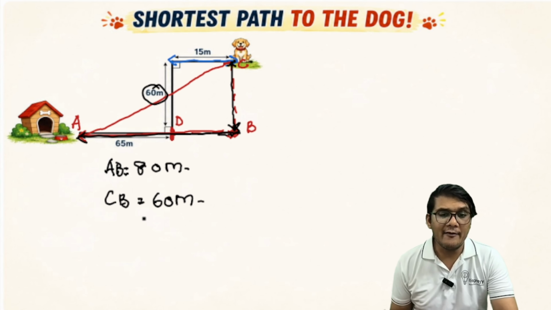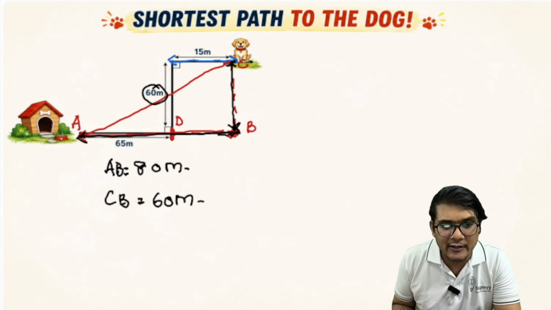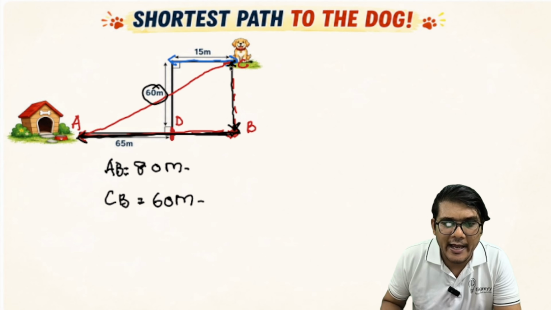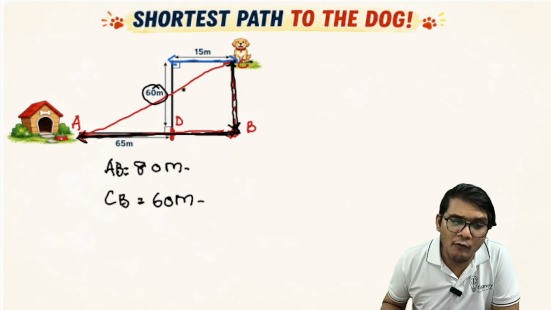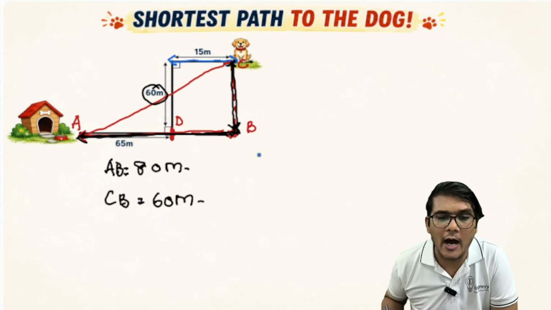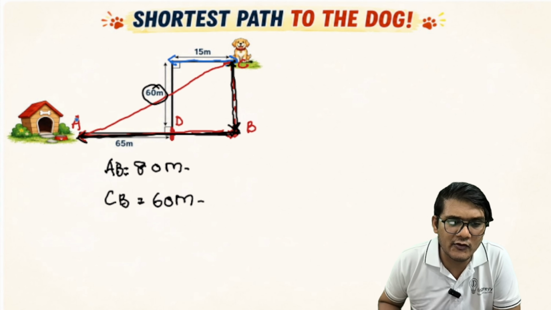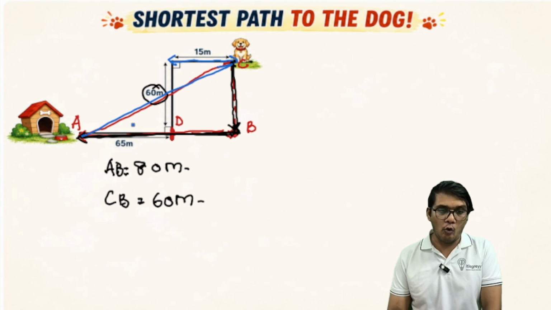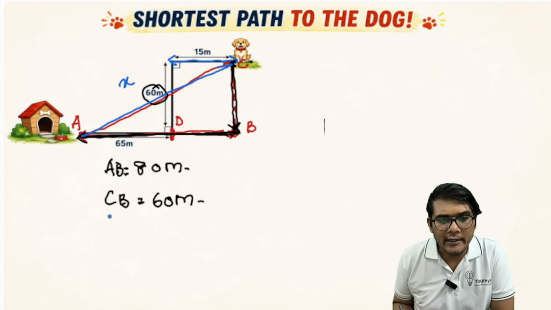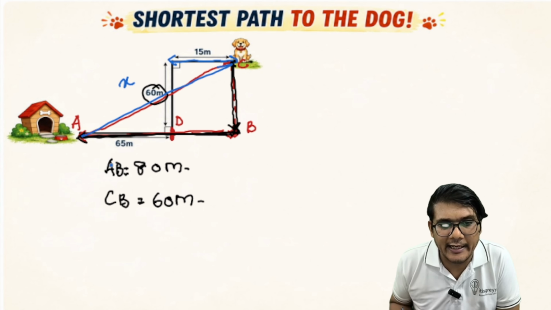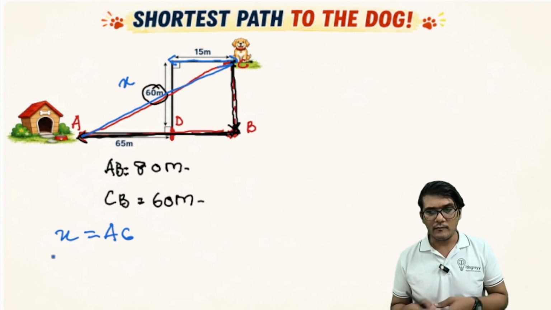So now what have I identified? I have identified this distance AB as well as this distance CB, right? Now I want to identify the shortest path of the dog to the house, which is AC. This is what I want to know. Let us name it as X. So what is this distance? Distance AX is nothing but the distance of the line AC, right?